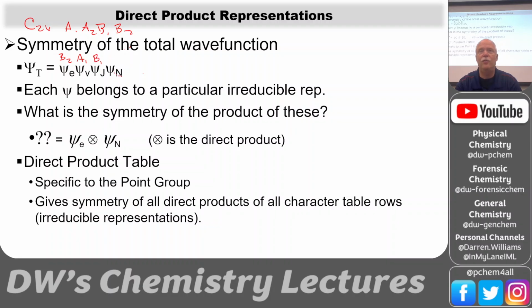And then there's a nuclear wave function too. I have no idea, I'm going to pick A1. We haven't talked about nuclear wave functions. But what do you think the total wave function symmetry is? Well, it's the product of all of these. And so we have these waves that interact with each other and they multiply. And so we get products of symmetries and we can come up with the symmetry of the total wave function. Okay.